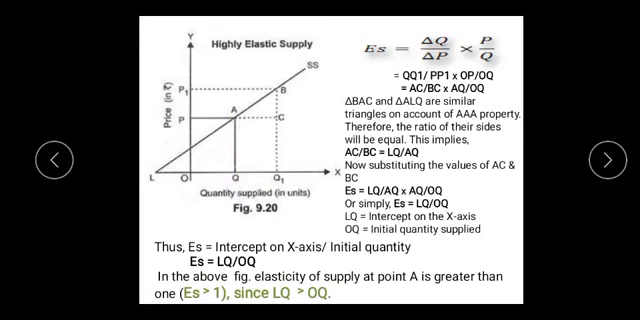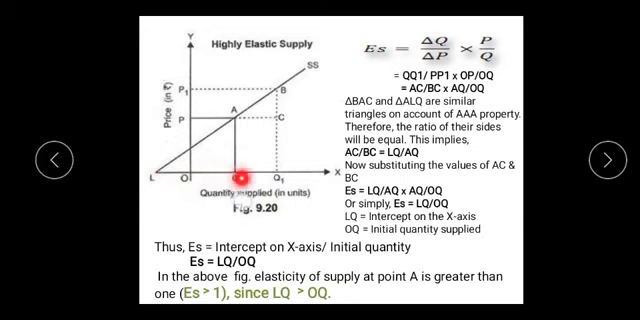Thus AC divided by BC, that is this portion, is equal to LQ divided by AQ. Now substituting LQ divided by AQ for AC divided by BC in this equation, we get elasticity of supply is equal to LQ divided by AQ into AQ divided by OQ. Now AQ and AQ get cancelled. So elasticity of supply would be equal to LQ divided by OQ.